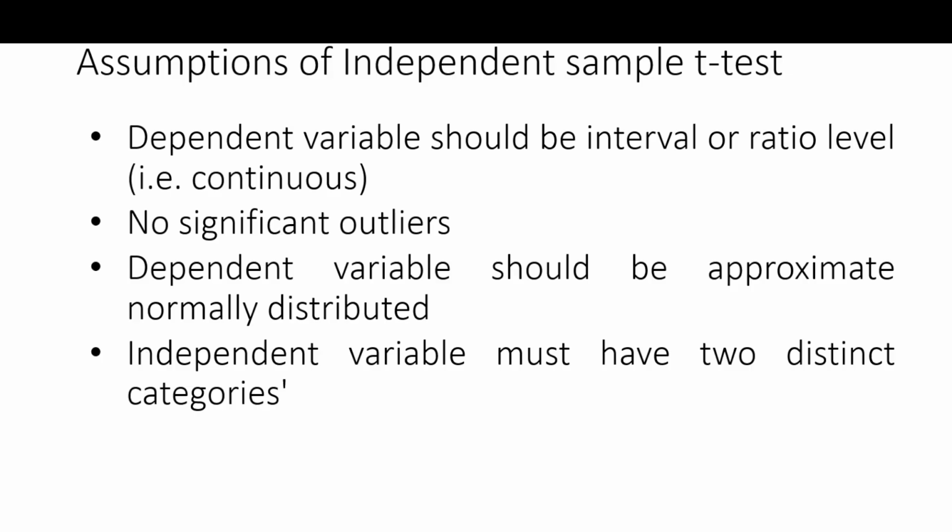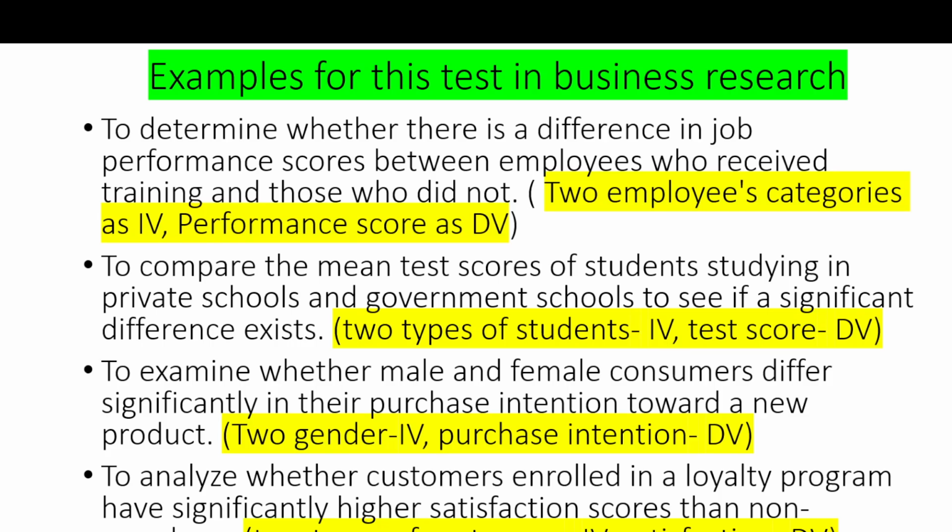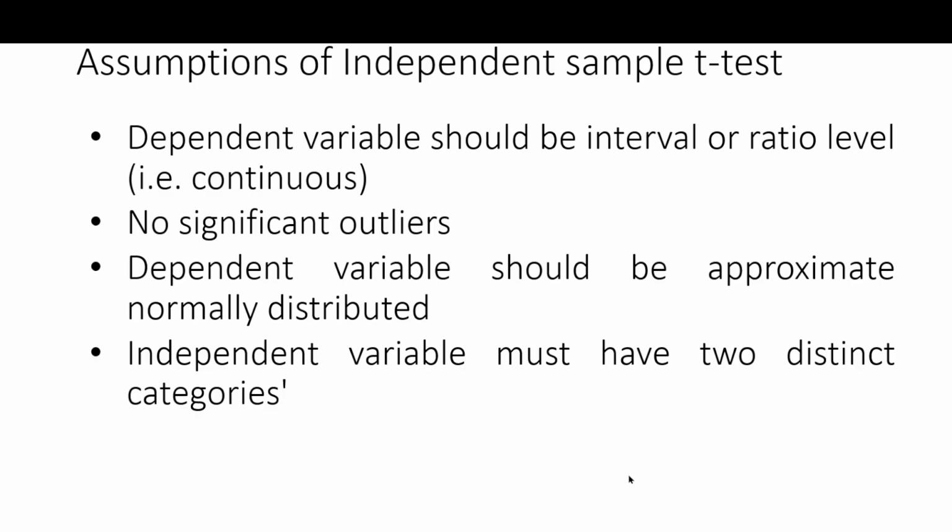Now, what are the assumptions of independent sample t-test? There are a few assumptions. Dependent variable should be interval or ratio scale, that is continuous in nature. No significant outliers. Dependent variable should be approximately normally distributed and independent variable must have two distinct categories. Like we have seen in the previous slide, all the independent variables have at least two distinct categories.